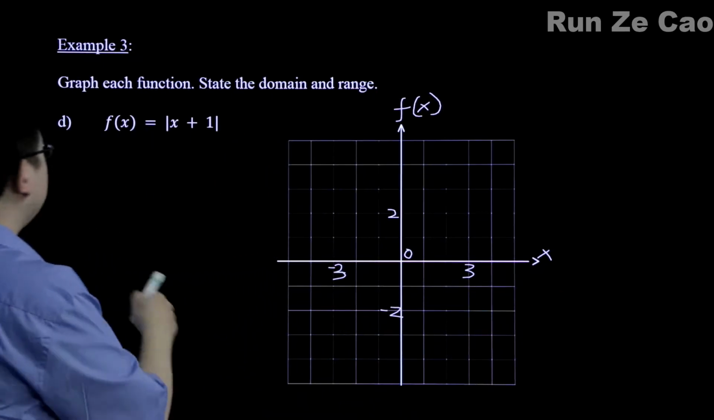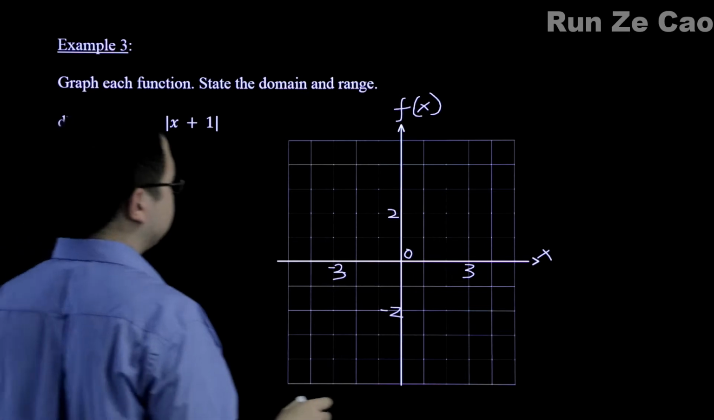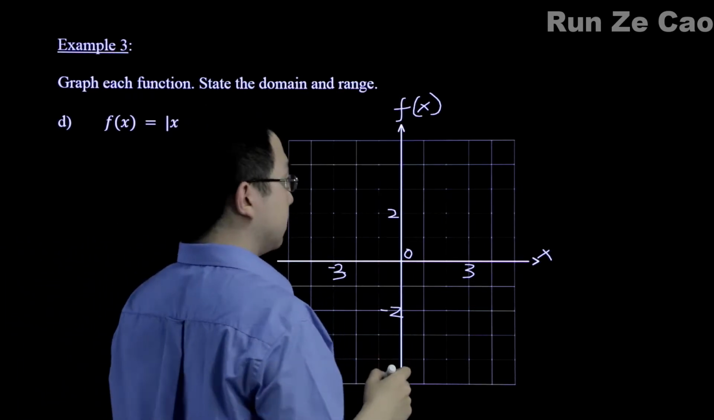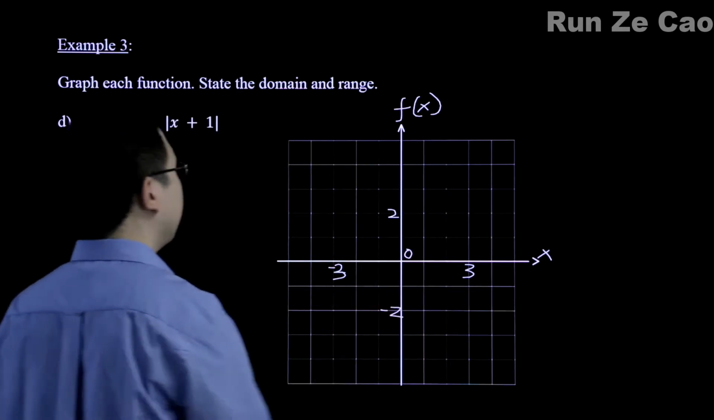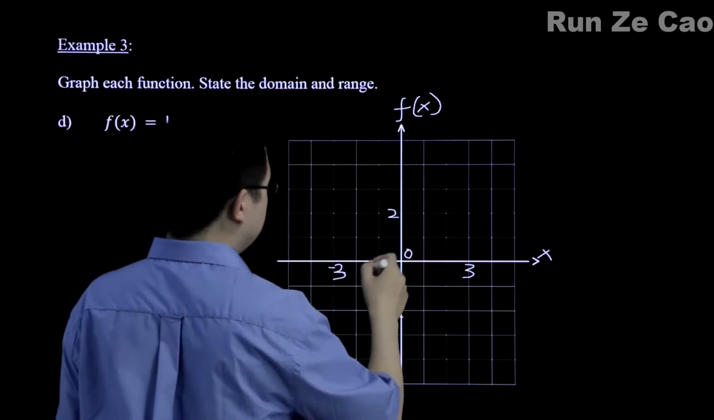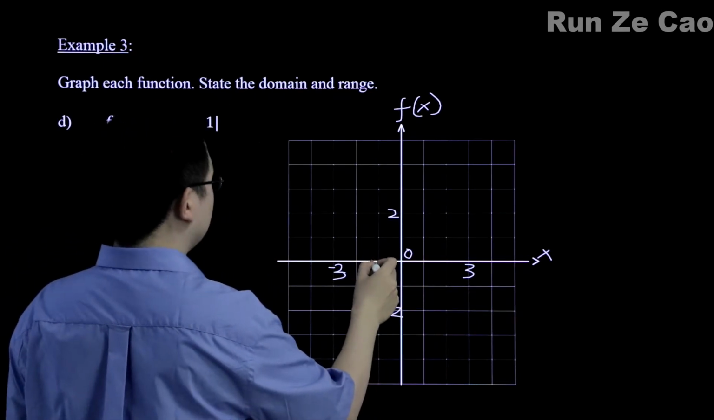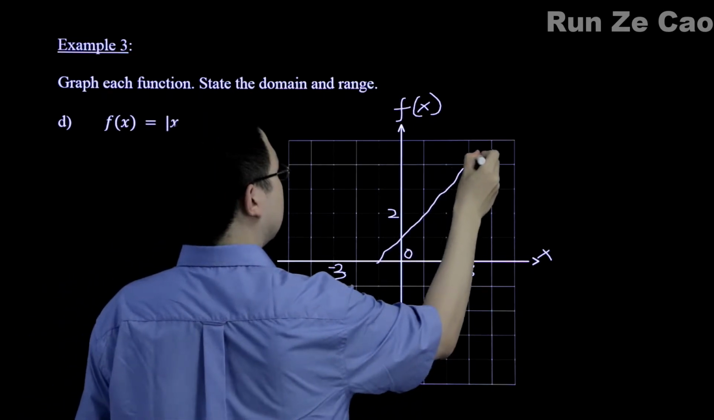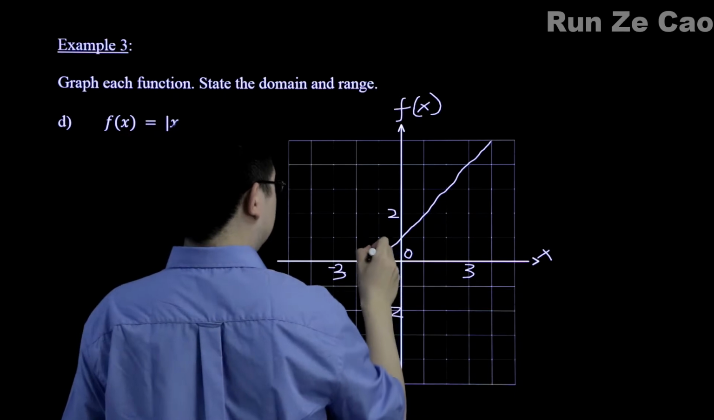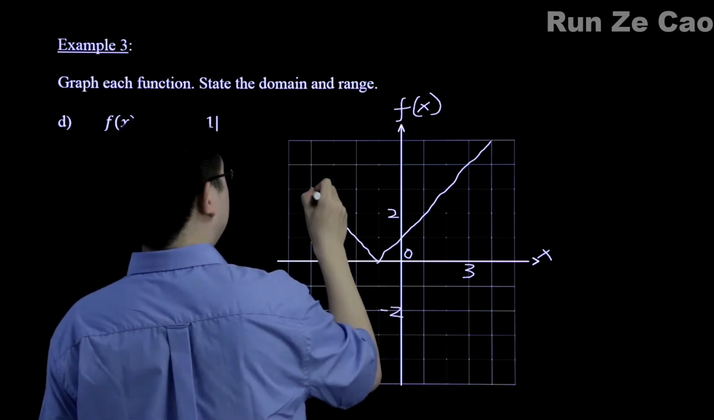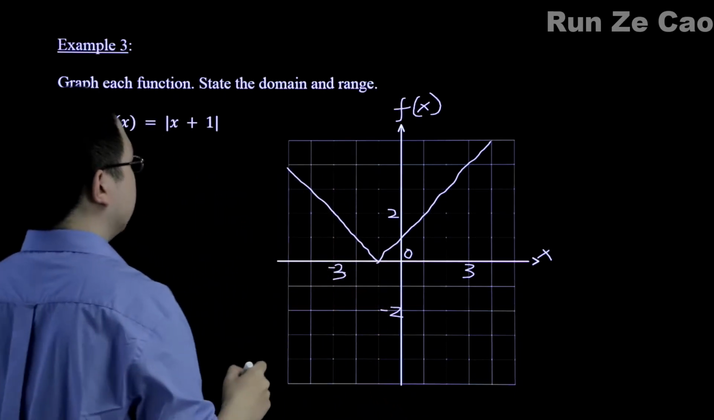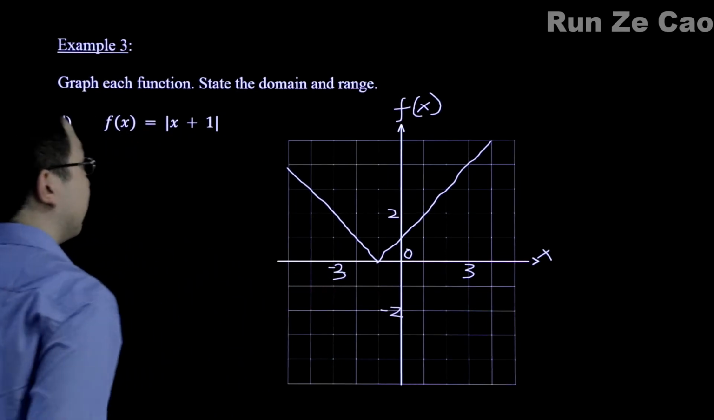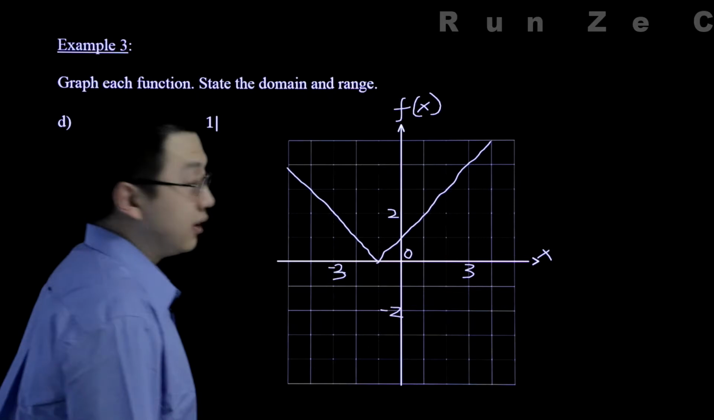So, f of x equals the absolute value of x plus 1. That means, well, wait a second. What do we have when x equals 0? Well, 1. And then at x equals negative 1, 0. And then from there, it goes back up. Now, this should be a straighter line, but, well, these things happen.